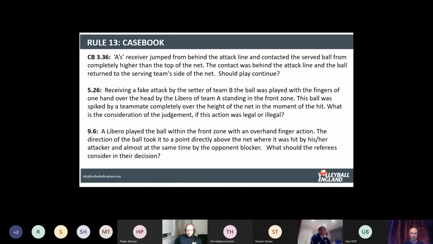Okay, and then this last one, 9.6, is the situation with the libero and the two players simultaneously over the top of the net. We've talked quite a bit about that one, so we won't go through it now. So that's it. It's over to you for any questions that have come in, if you've got any. Happy to go through those now.